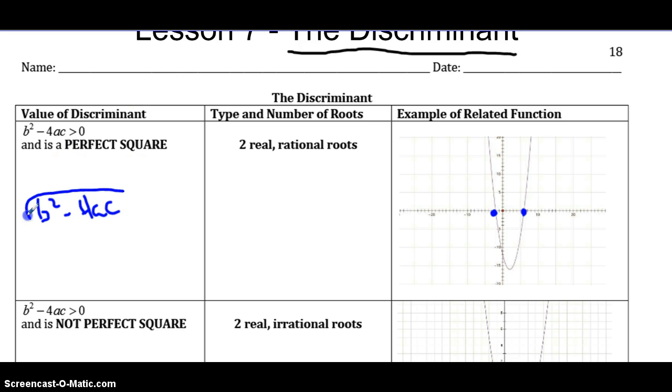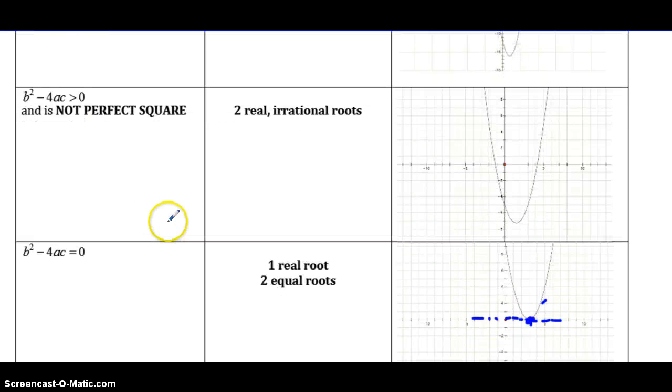If b squared minus 4ac is greater than 0, then you know it has two real roots. All right? If the number that you get when you plug into that formula is a perfect square, then you know the roots are rational, not irrational.